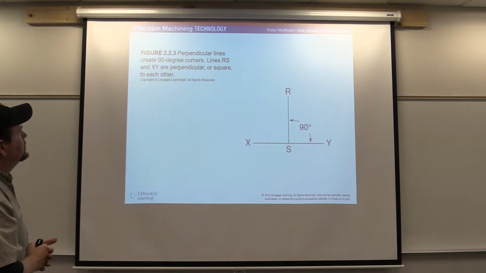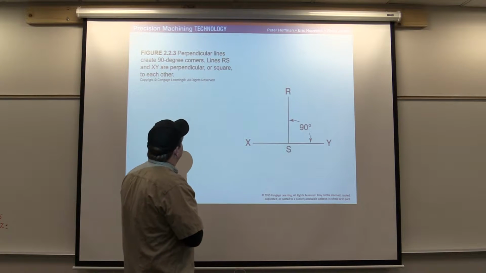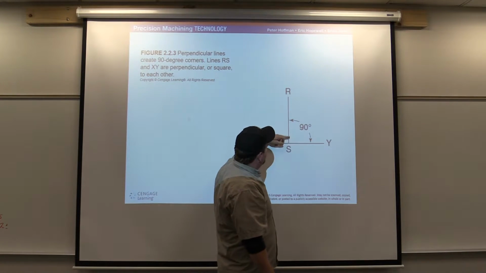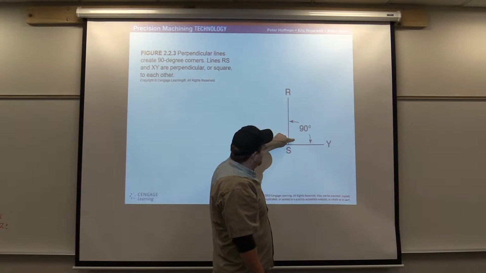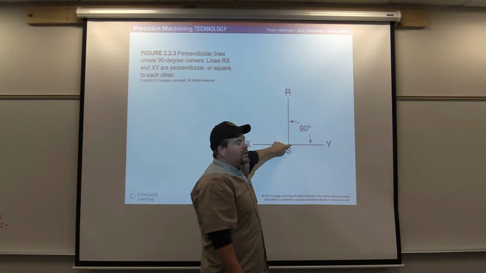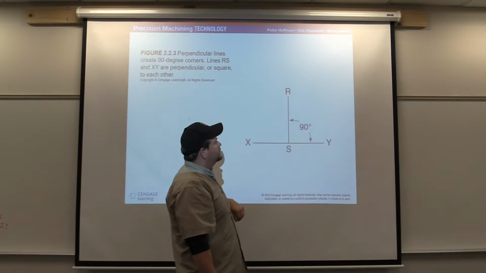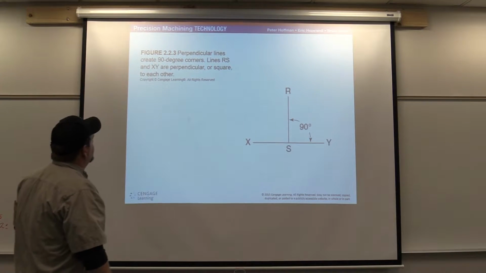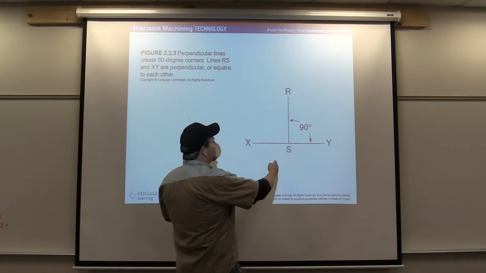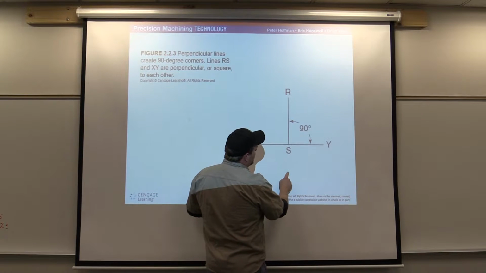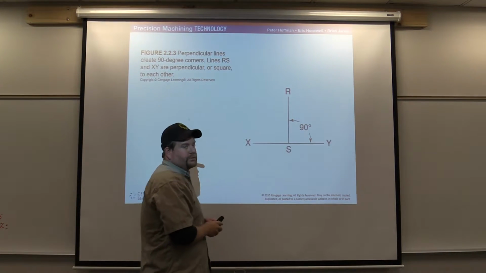Perpendicular lines create 90-degree corners. So for example, you might see, like I drew earlier, a square box here showing that this is 90 degrees to each other. All right? And this is perpendicular. So if this line extended down through here, this line would also be perpendicular to this line.